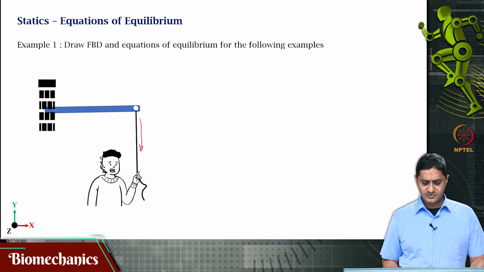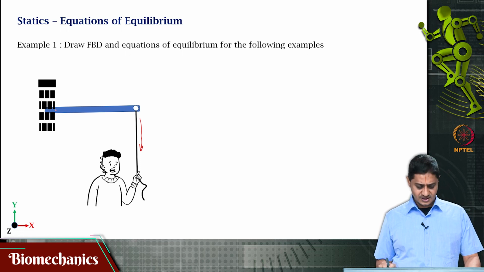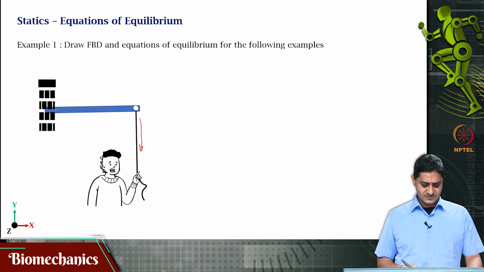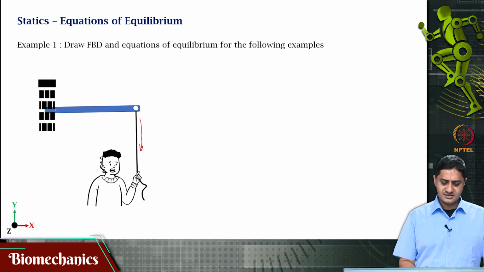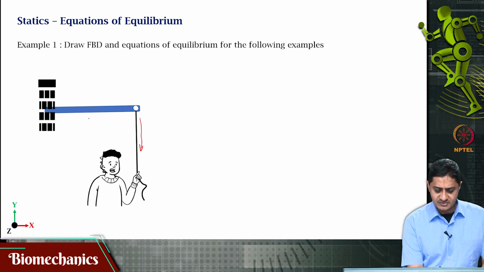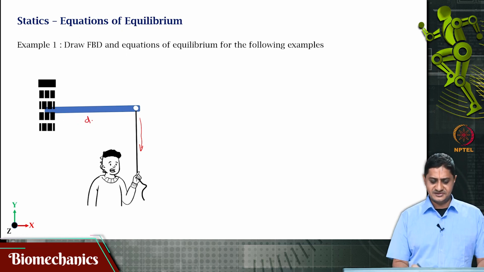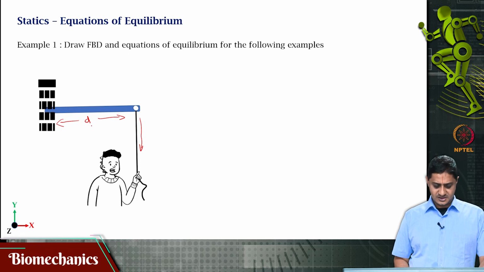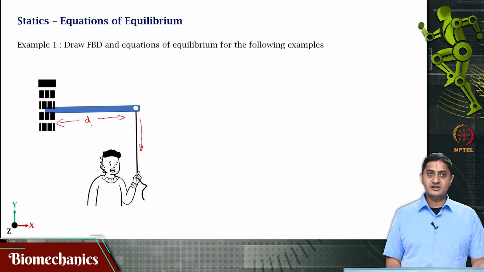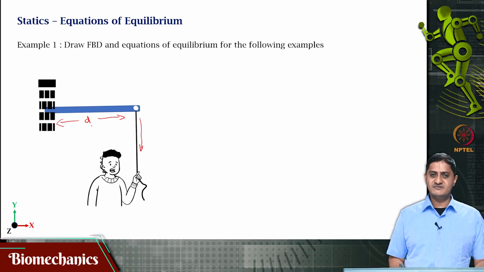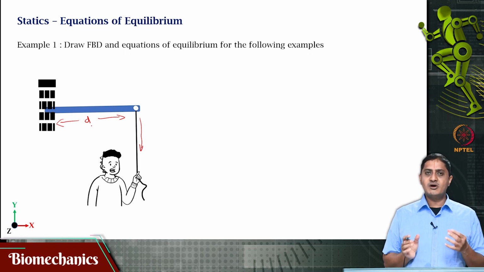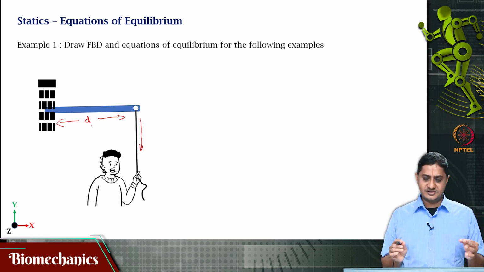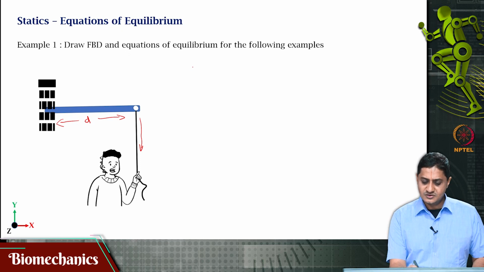Okay. And this person is pulling at the end of this. Let us assume that the length of this beam is some d meters. So, that is the length of this beam, d meters. If I were to draw the free body diagram, what did we say? We said an outline of the body is all that will be required. So, we would like to draw an outline of this body.